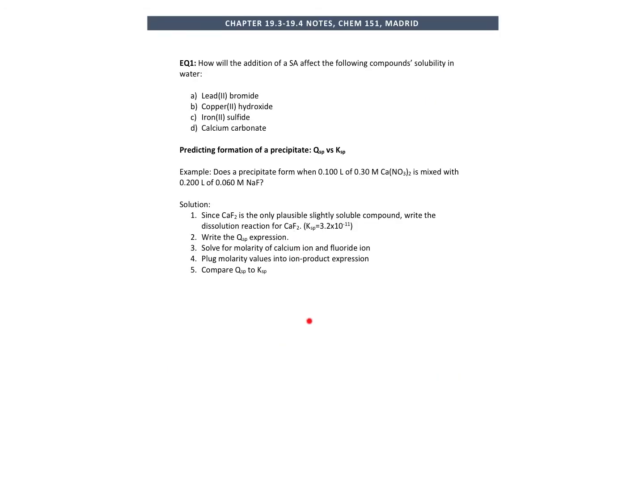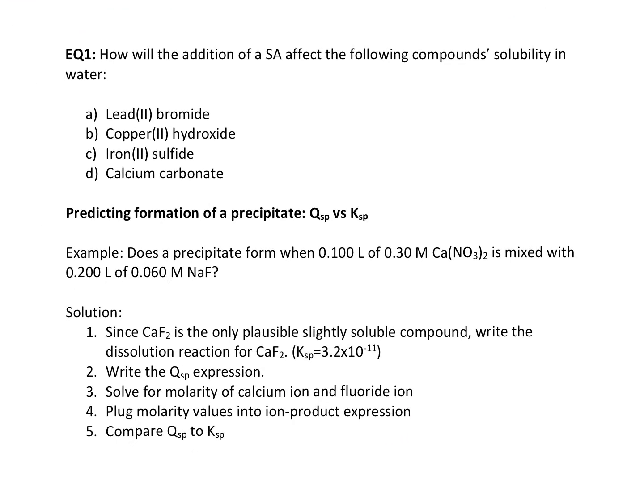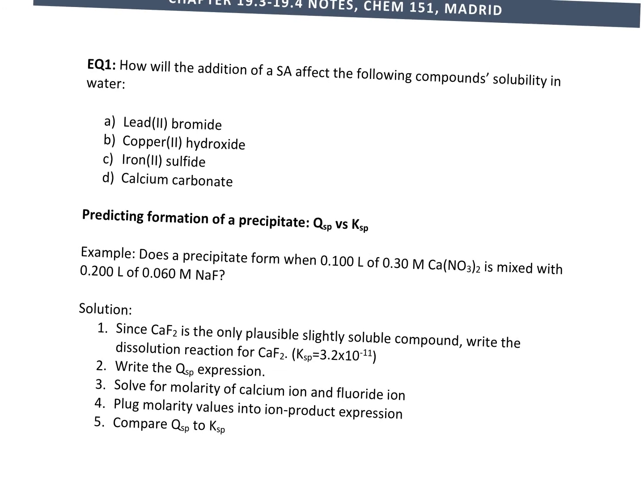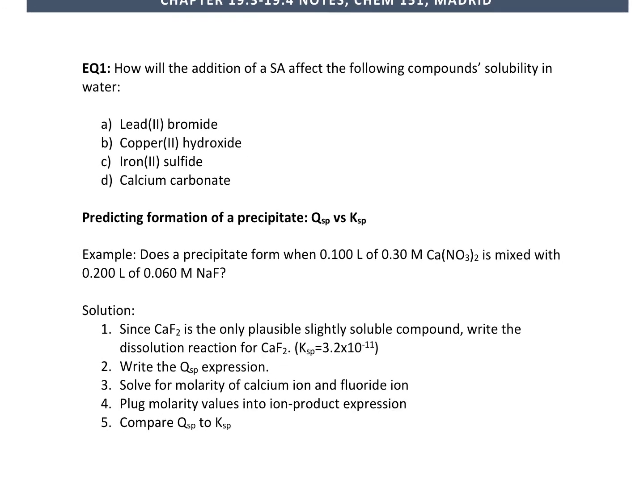All right, so let's look at example question 1. How will the addition of strong acid affect the following compound's solubility in water? That was consideration number 1. Consideration number 1 says that the solubility is going to increase if the compound that you're analyzing contains either a strong base or the anion of a weak acid.